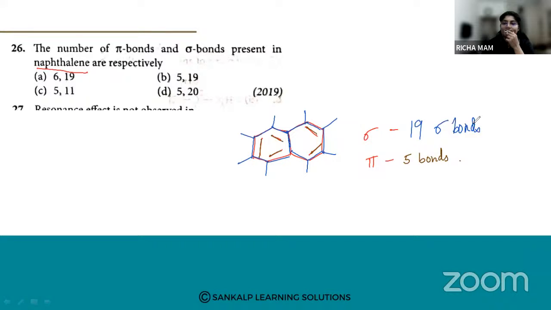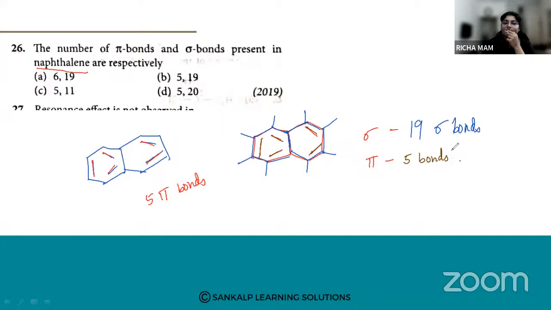Understood? One more time, I'll repeat. So let me write the structure of naphthalene. Naphthalene is two benzene rings fused. What is pi bond? So these are the pi bonds 1, 2, 3, 4, and 5. So these are the 5 pi bonds.